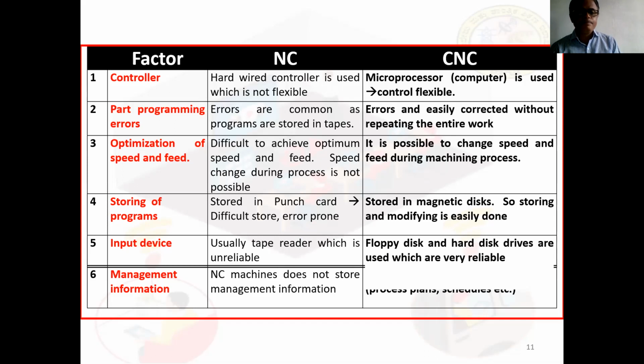Then management of information. NC machines do not store management information. Whereas CNC machines do management functions, that is the process plans, scheduling, master scheduling, etc. can be done. So almost CNC has replaced NC nowadays because the CNC is very flexible. You can change the programs at any time. That flexibility is not there in NC machines. Then apart from flexibility, the CNCs are very accurate. You can expect the accuracy in microns very easily in CNC machines. So CNCs have replaced the NC machines. NC machines are very old machines.